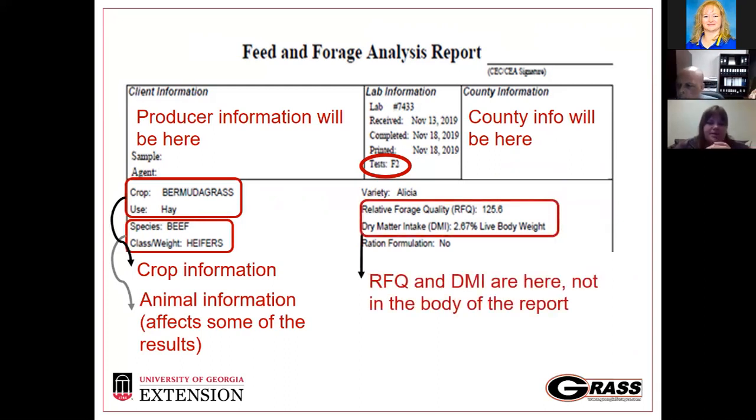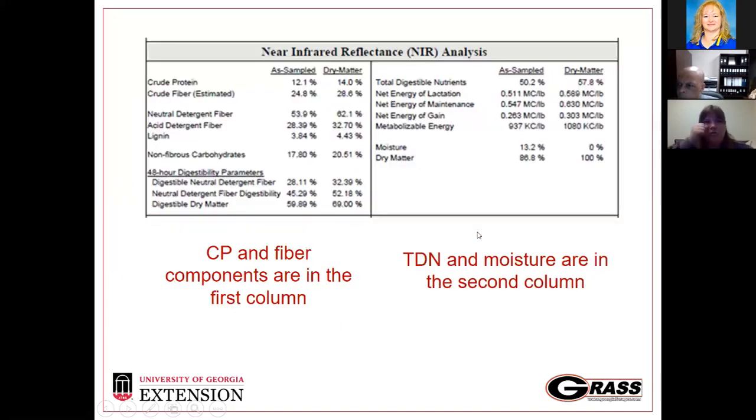So also up in the top part of the report, and logically it would make sense to me to put the RFQ at the bottom of the report since we're working down into that. But our lab actually puts them tucked up here at the top. So they'll list out the relative forage quality and then the dry matter intake. When we move down into the body of the report, it can get confusing quickly if we're not careful. There's a lot of different numbers going on, and not all of them are ones that we need as beef producers on a daily basis.